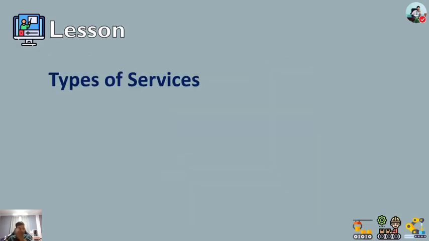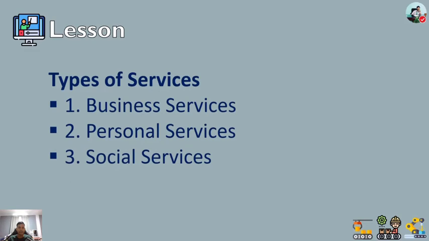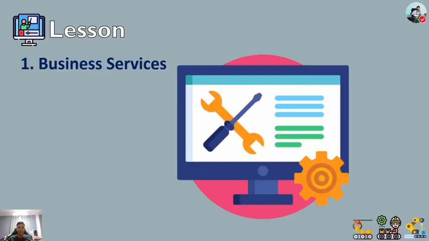There are three types of services: business services, personal services, and social services. Let's discuss first the business services. The most basic definition is that business services support the daily operations and activities of any business. For example, giving technical support and services to businesses, which nowadays is needed in day-to-day operations. Other business services are banking, warehousing, insurance, telecommunication, transport, and so on. Again, business services support the daily operations of the business.